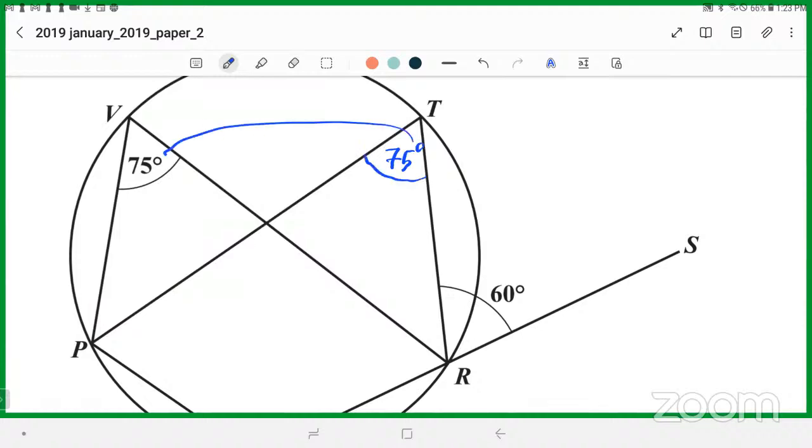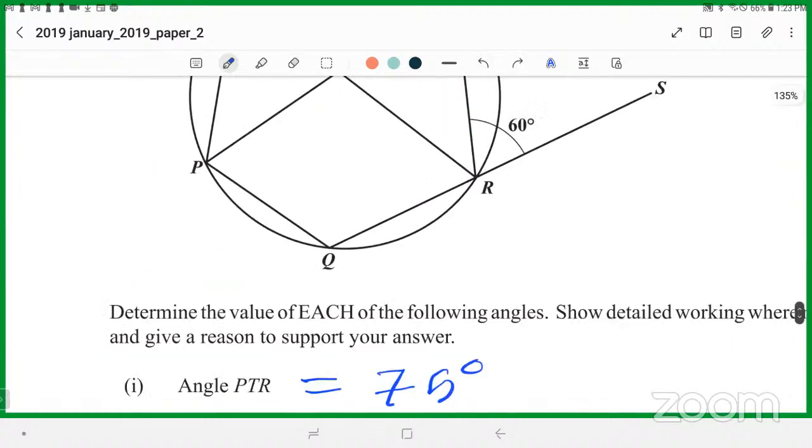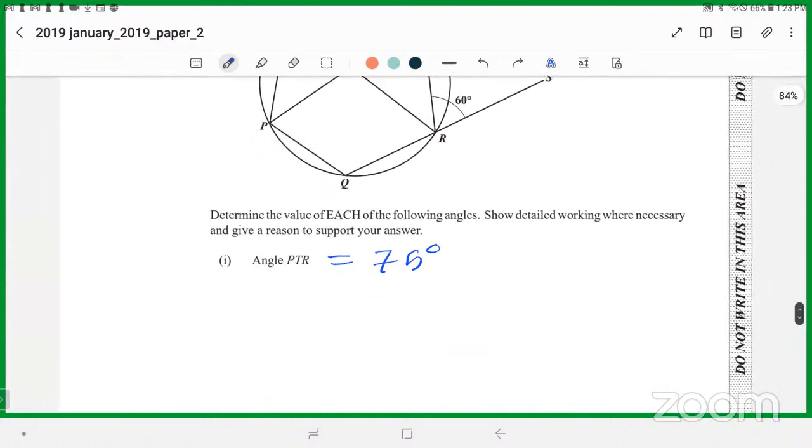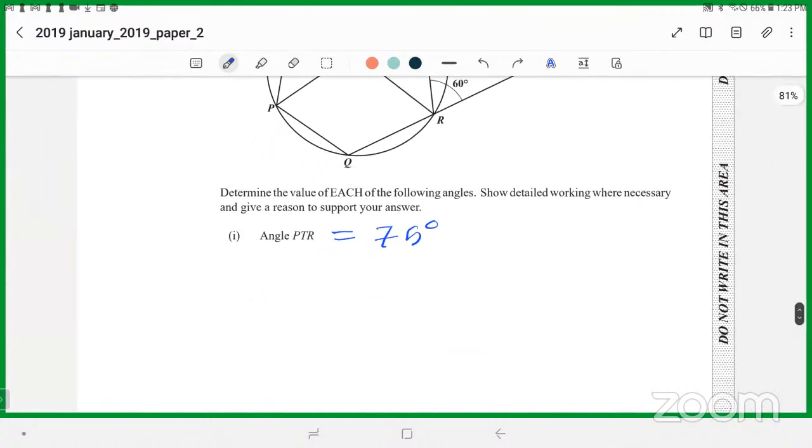Equal to the one there. Same segment rule. So the angle is 75 degrees. So give a reason: angles in the same segment are equal. If you want to spell out everything, angles in the same segment subtended by the same chord or arc are equal.